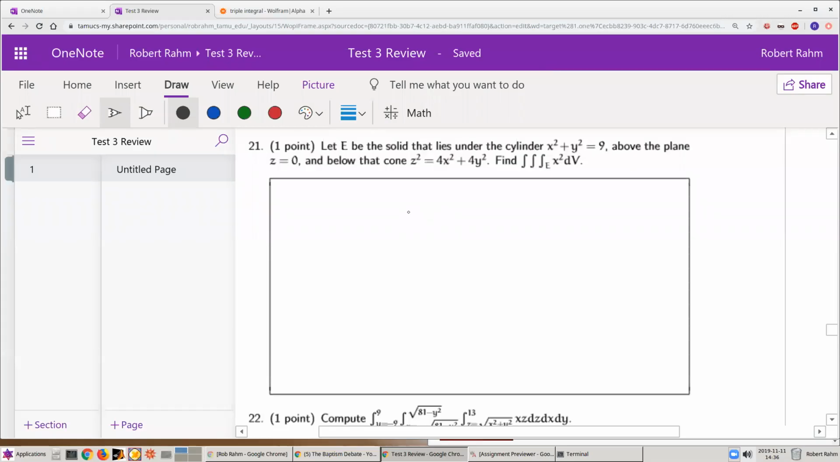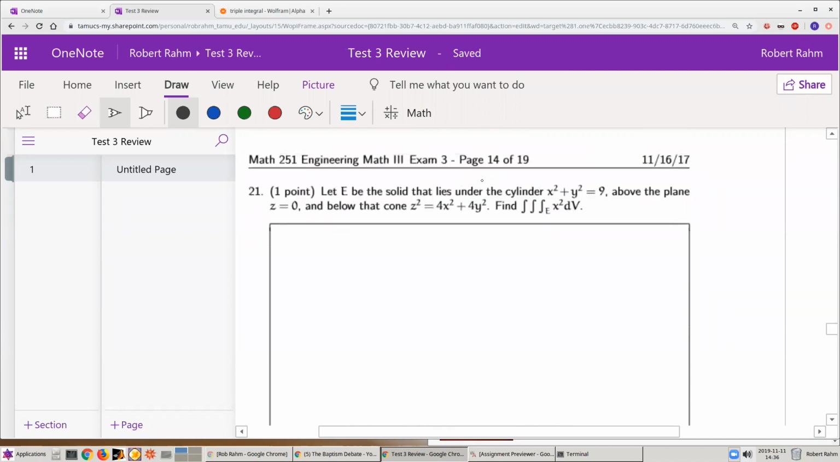Okay, well, clearly problem number 21 is worded a little strangely. So let E be the solid that lies under the cylinder. Really, that should be inside the cylinder, x squared plus y squared equals 9, above the plane z equals 0, and below the cone z squared equals 4x squared plus 4y squared. And we want to do this integral.